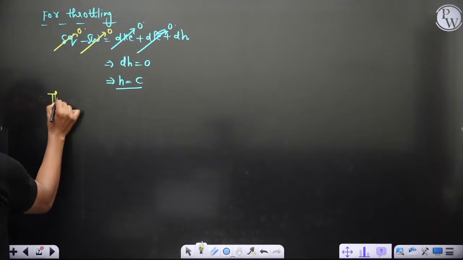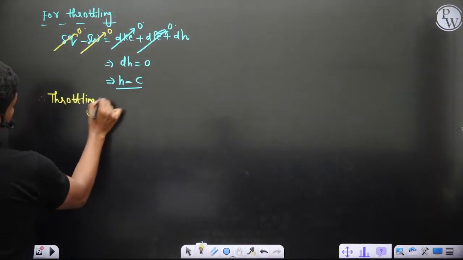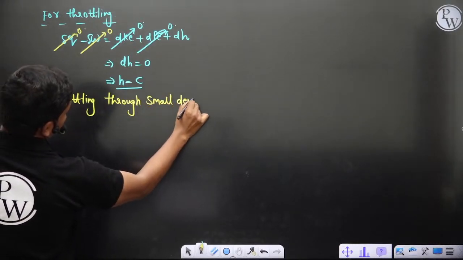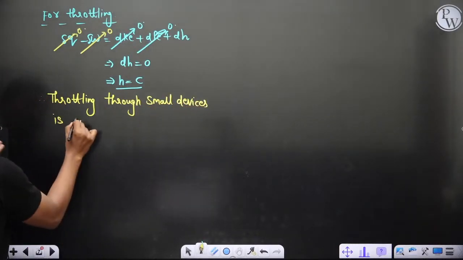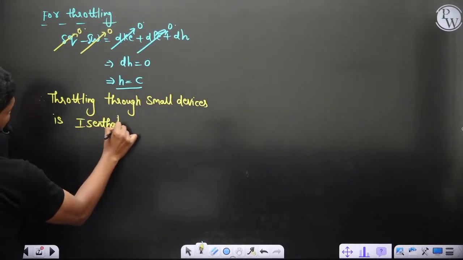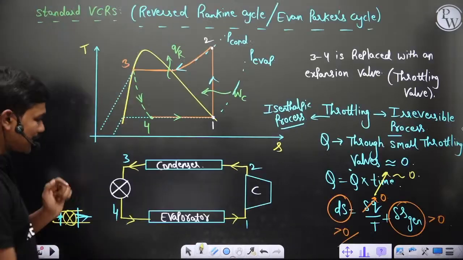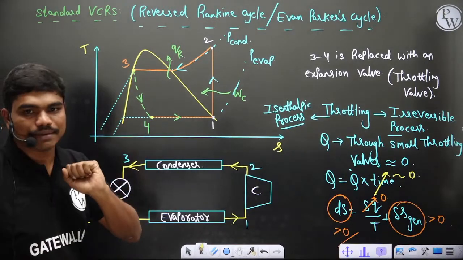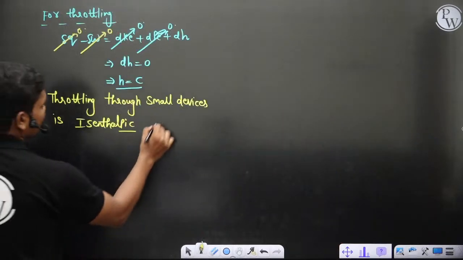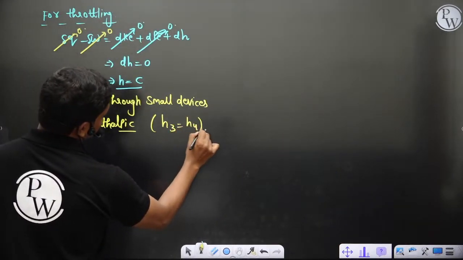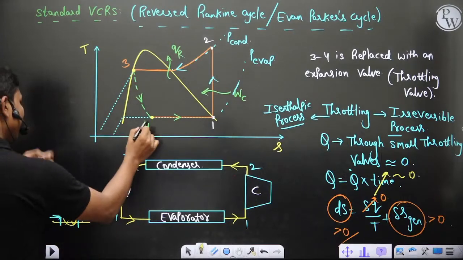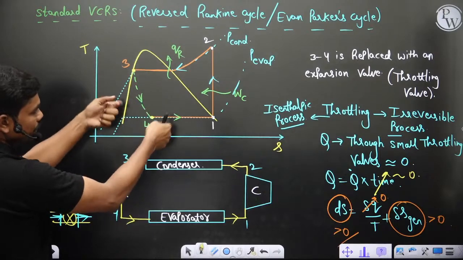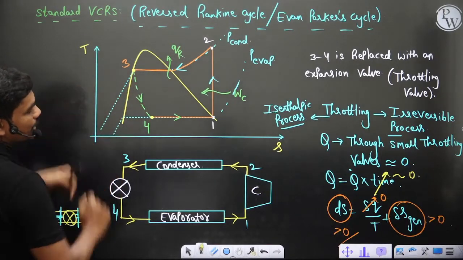Therefore throttling in small devices, like these valves for example, is isenthalpic. Clear? So throttling is actually isenthalpic. Because of this, H3 and H4 at this location are the same. H3 is the same as H4. So in calculations, you need not calculate H4 again by calculating the dryness fraction here. Of course you cannot calculate the dryness fraction also. Maybe if something is given directly you can use it, but you cannot calculate. So H3 can always be taken as H4.